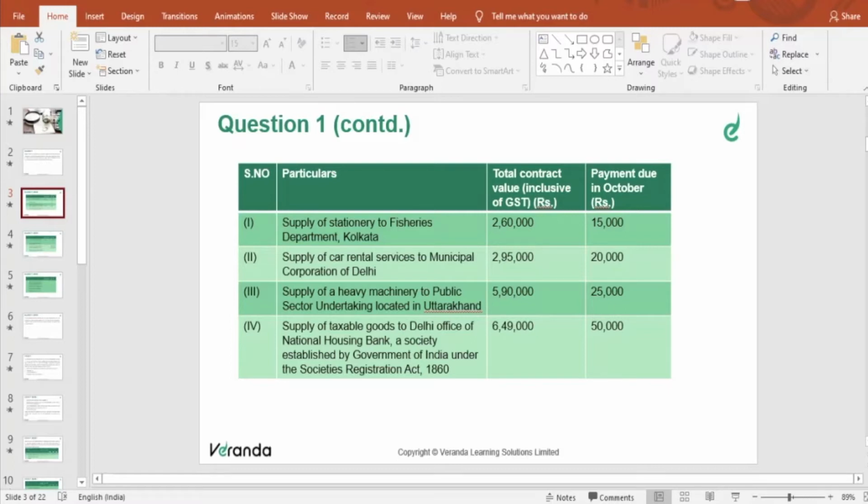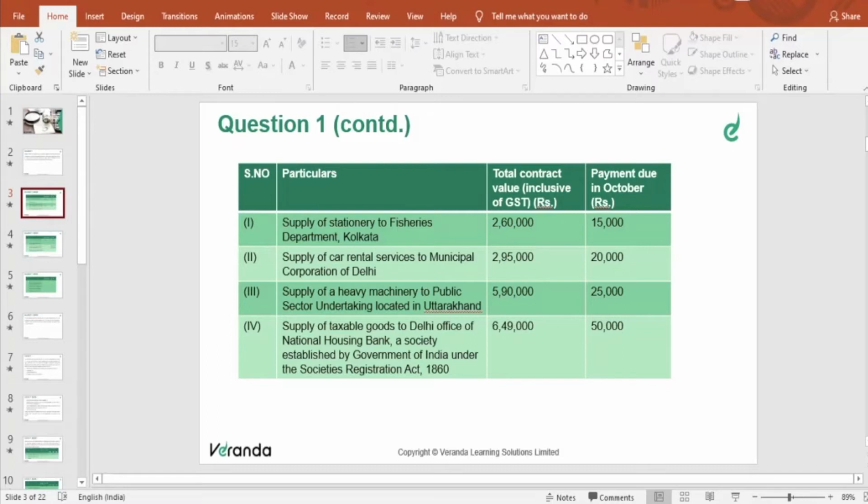So here, for supply of heavy machinery to a PSU located in Uttarakhand, our company, which is located in Delhi, since they are supplying it to Uttarakhand, it is an IGST transaction. At the same time, when TDS is being deducted, they'll be deducting 25,000 into 2%, which is 500 rupees worth of IGST as TDS. Are we all following until here?